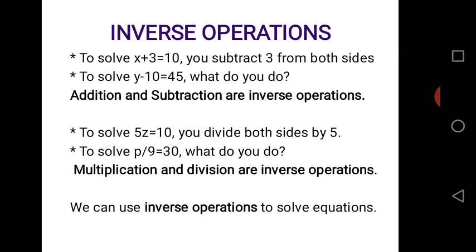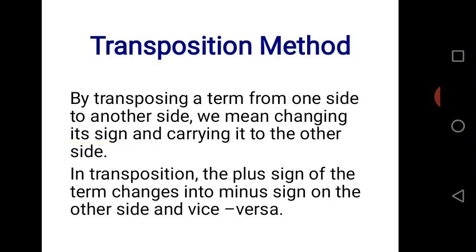Now next, if the question is in the form of 5z is equal to 10, then we have to divide both sides by 5 to find the value of the variable z. If the question is in the form of p by 9 is equal to 30, what do you do? Yeah, you are right. We can multiply both sides by 9 to find the value of p. So, we can say that multiplication and division are inverse operations. So, students, we can use inverse operations to solve equations.